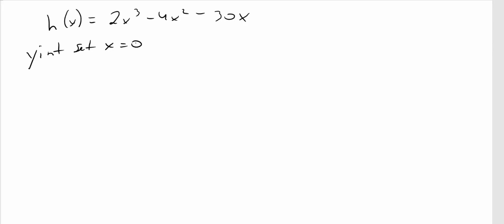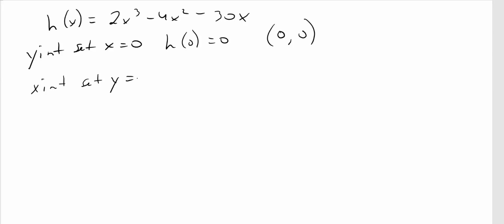So h of x is equal to 2x cubed minus 4x squared minus 30x. There we go. Okay, cool. All right, so again, the y-intercept is super easy. Set x equals 0. Everyone should get this. So what happens when you put a 0 in for this one? Do you guys agree everything cancels out and you just get h of 0 equals 0? So my y-intercept is 0, comma 0. That's super easy. Let's do x-intercept. Not as easy.